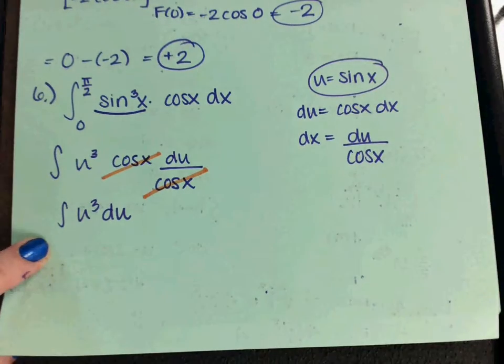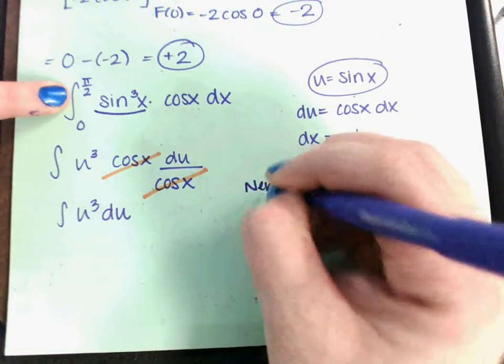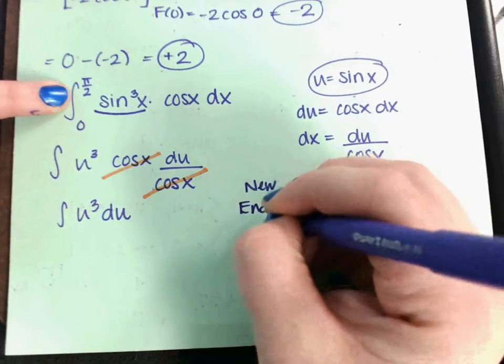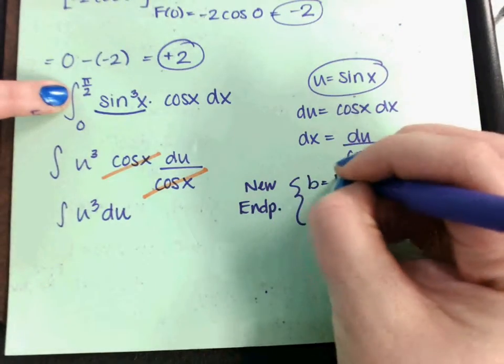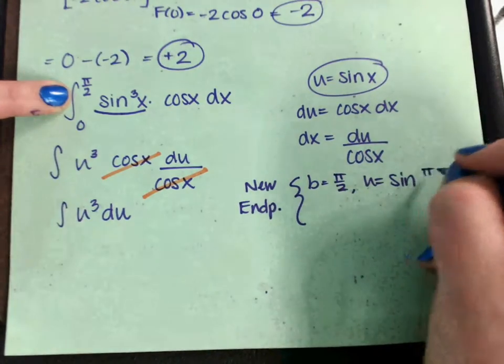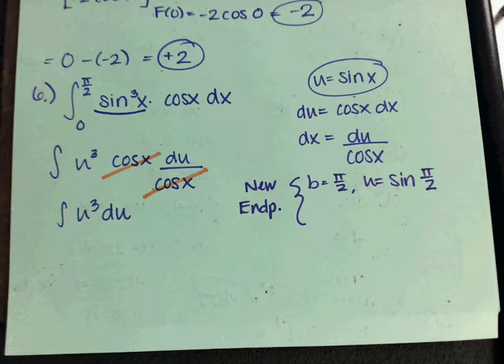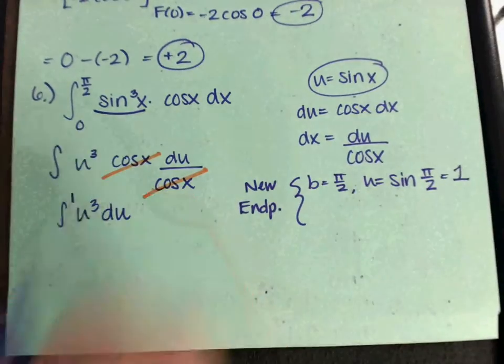Sine x. So you're going to have to do a little bit of trig on that. So I'm going to actually set these up. New endpoints. Okay, if my b was pi halves, then my u is the sine of pi halves. Pi halves is your thumb. Everybody's on bottom. That makes it a 1. That's my new upper bound.